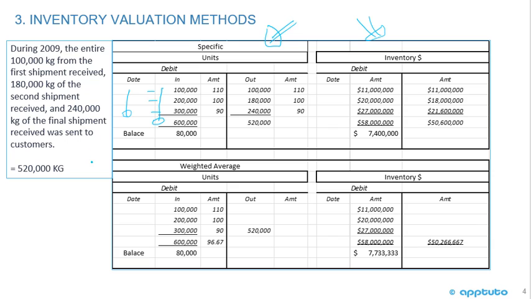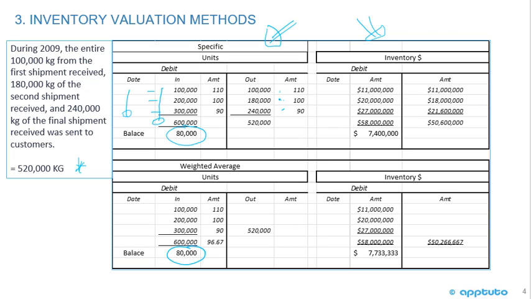Then the text mentions that they sold 520,000 kilograms, and they were able to specifically identify that 100,000 kilograms from the first shipment, 180,000 kilograms from the second, and 240,000 from the third were sold. So they bought 600,000 kilograms, they sold 520,000, so we're going to have a balance of 80,000 at the end of the period. And again, that closing balance in terms of kilograms is always going to be the same, okay? What's going to be different is, depending on the method that we use for the cost, our cost of goods sold and our ending balance are going to be different.